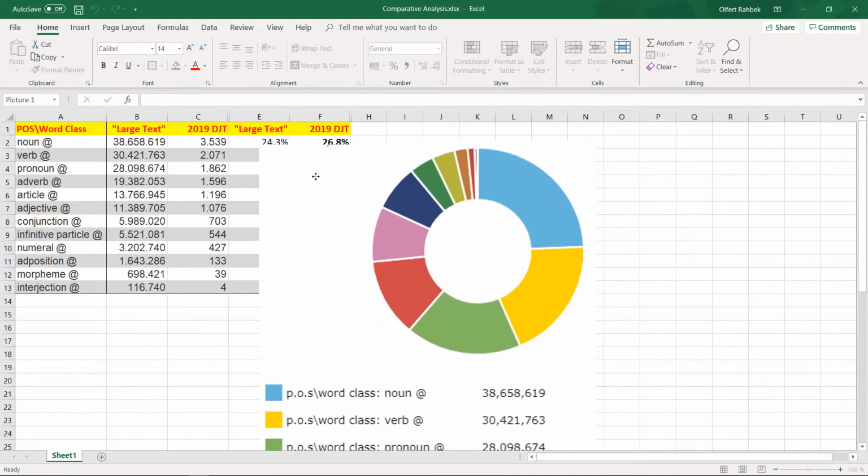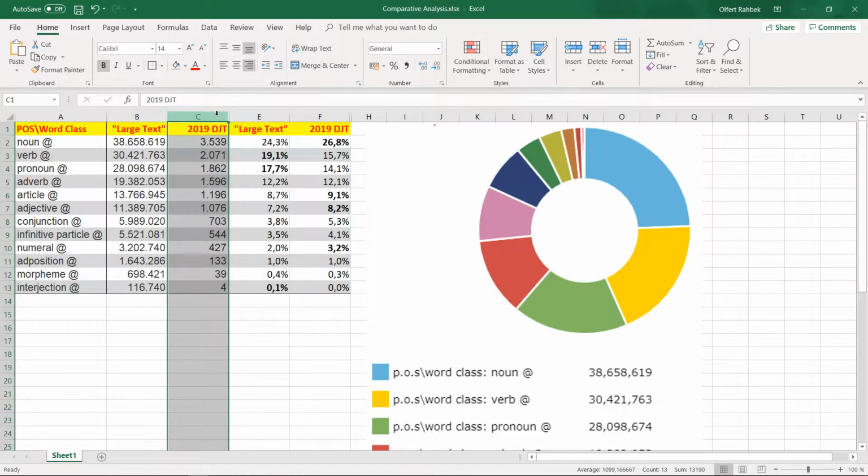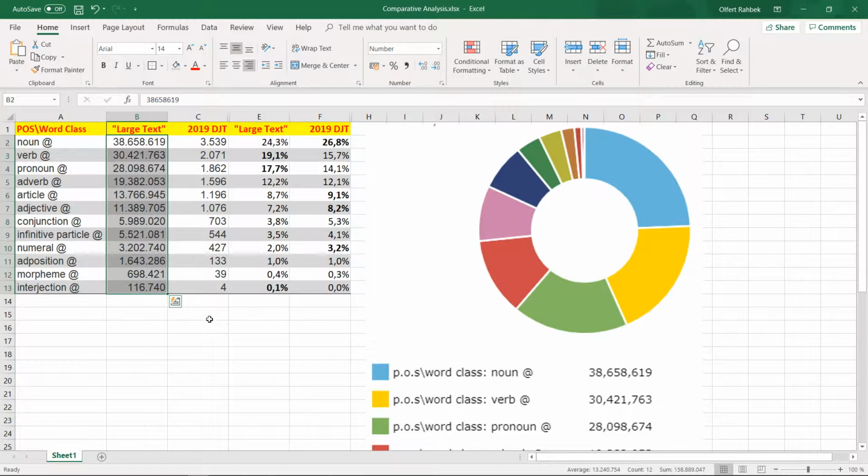So we'll just move this to the side, and I will show you that I have now added the results for Donald J. Trump's speech in 2019. It is a speech that has a total of 13,000 words, and we see the relative distribution here, which allows us to compare with a very big corpus, which was a corpus with 158 million words. But the two texts actually more or less agree.